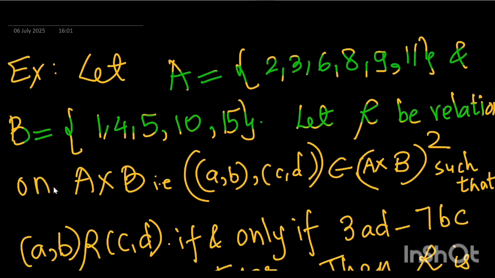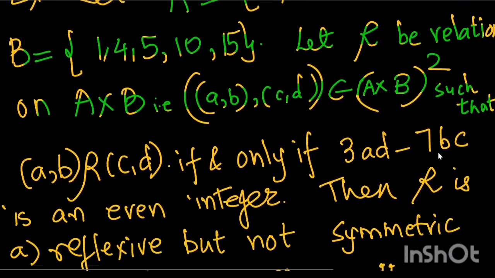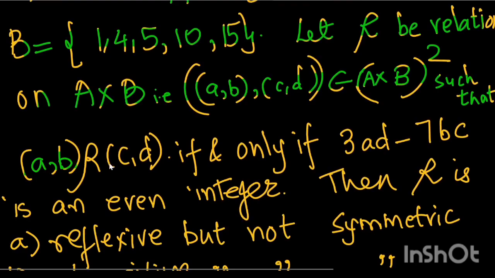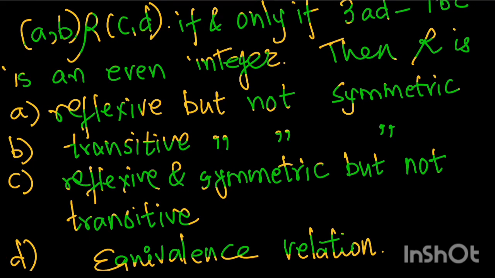Let R be a relation on A cross B, that is, (a, b), (c, d) belong to (A cross B) whole square, such that (a, b) R (c, d) if and only if 3ad minus 7bc is an even integer. Then R is, this is single correct: reflexive but not symmetric, transitive but not symmetric, reflexive and symmetric but not transitive, or an equivalence relation, guys. So this is the question.